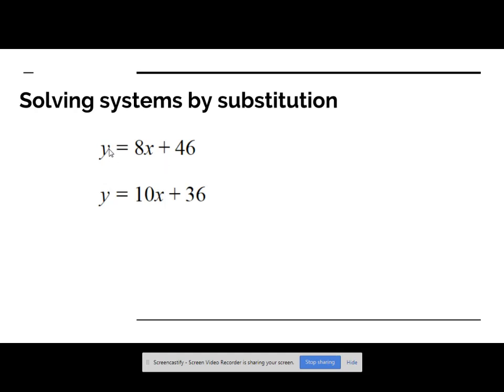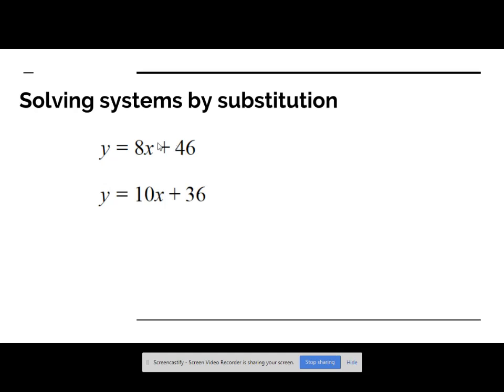If we know that y equals 8x plus 46, wherever we see a y, we can replace it with 8x plus 46. Now, if you did that in the first equation here, you'd end up with 8x plus 46 equals 8x plus 46, which is redundant, and so that doesn't really matter.